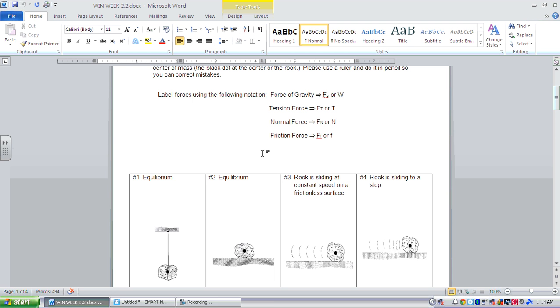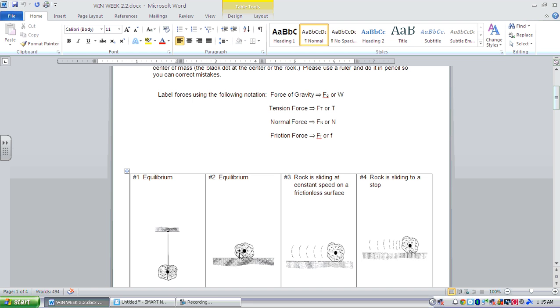And those forces are going to be force of gravity, which is F sub g, tension force, which is F sub t, normal force, F sub n, and then friction force. The normal force we talked about in class. Remember that force is going to be the force that opposes gravity for situations where objects are sitting on top of something like a table.